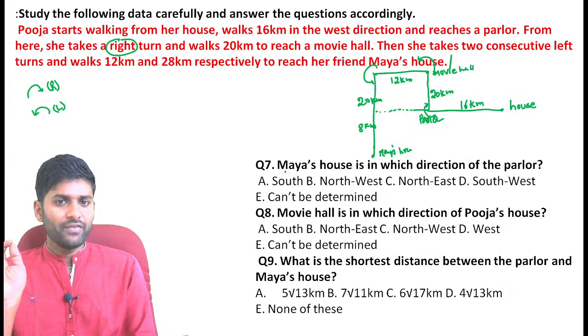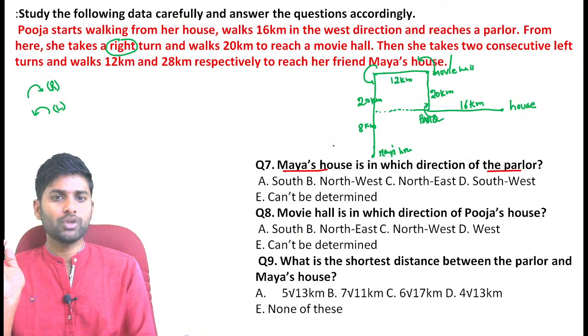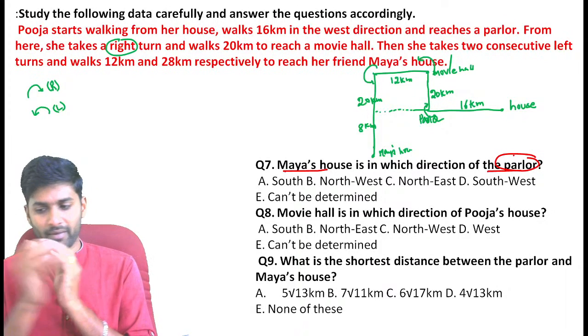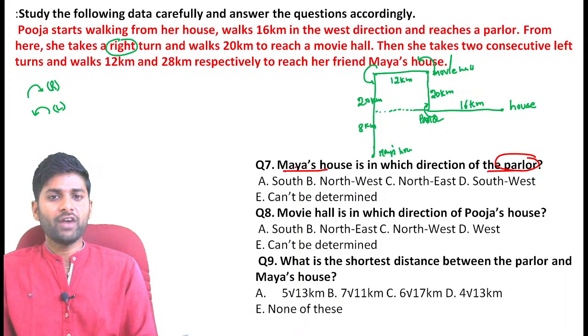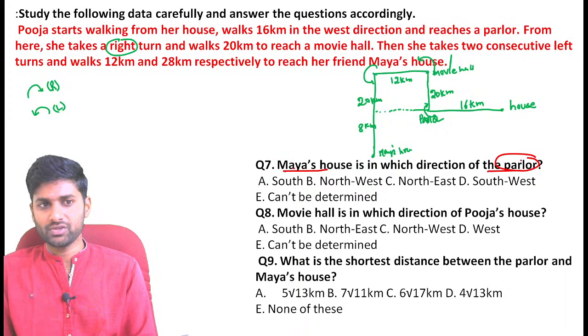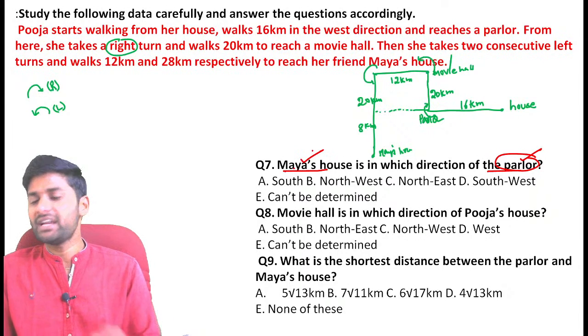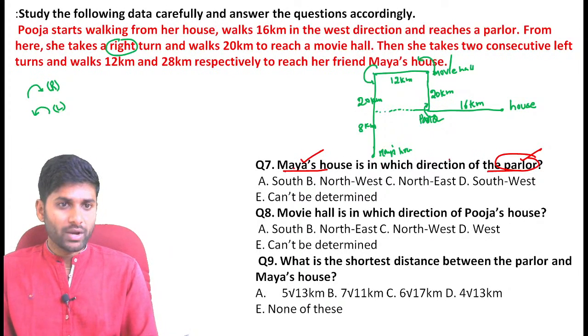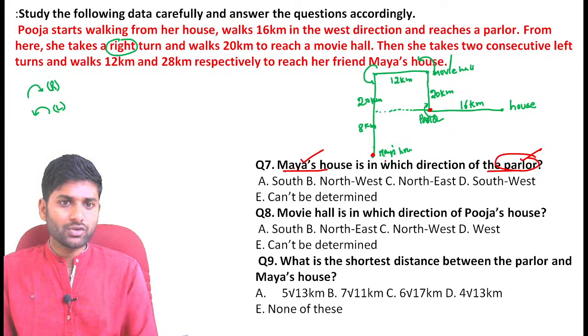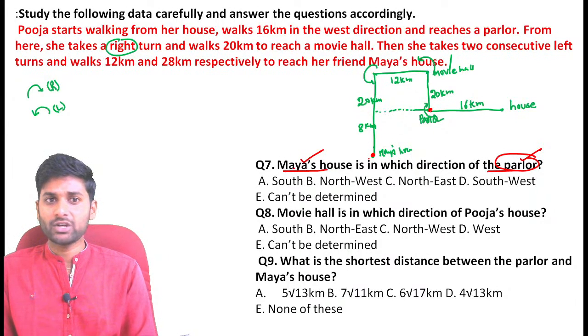Remember, guys, we want Maya's house with reference to the parlor. Always consider the parlor as the constant, guys. Remember the first important point: we want the first person with respect to the second person. So this is always the constant, and based on that constant, we need to identify the answer. Now where is the parlor? This is the parlor, and this is Maya's house.